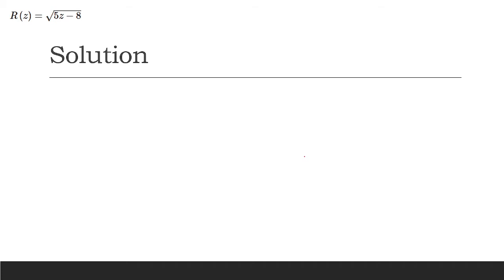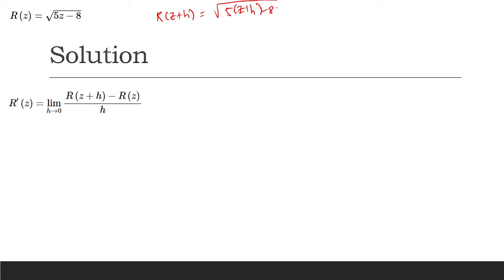Okay, let's begin answering this one. So our r of z is equal to square root of 5z minus 8. So applying the definition of limit, we need to get r of z plus h, and that is equal to the square root of 5. Lahat ng z, papalitan natin ng z plus h minus 8. And then r of z is given, so we can now substitute. So substituting that, we have the limit of the square root of 5 times z plus h minus 8, ito yon, minus 5z minus 8, ito yon, all over h.